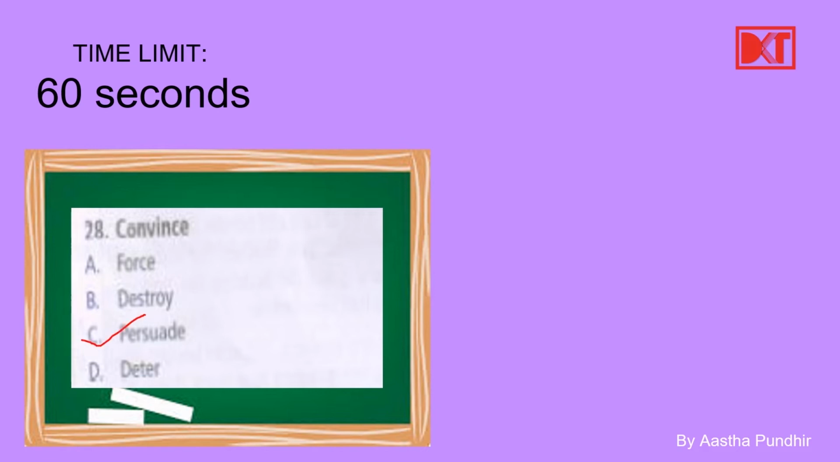Now, convince means insisting someone to do something, encouraging someone to do something. And so does persuade. Here, force means actually using certain measures, resorting to certain extreme measures to make someone do something. Destroy, spoiling something. Deter is actually the opposite of convince. It is the antonym. Deter means discouraging someone to do something. All right.